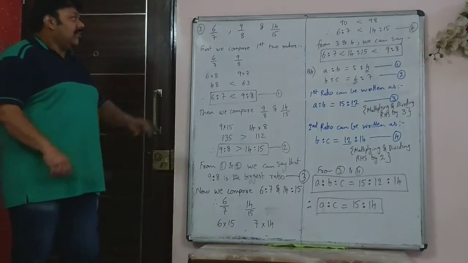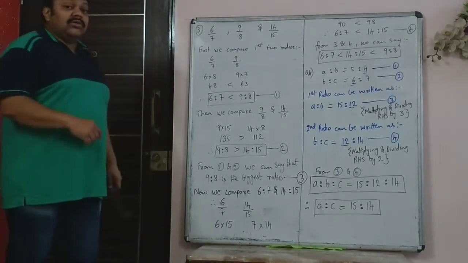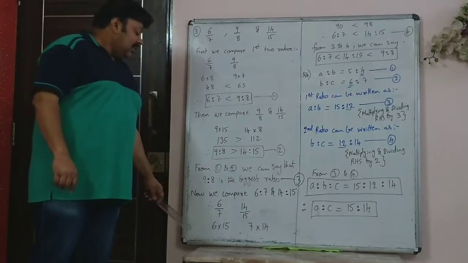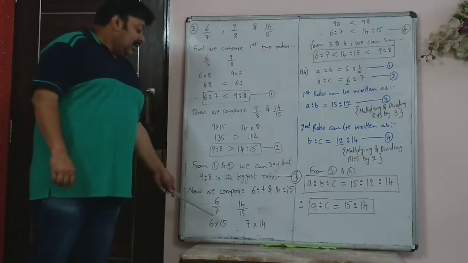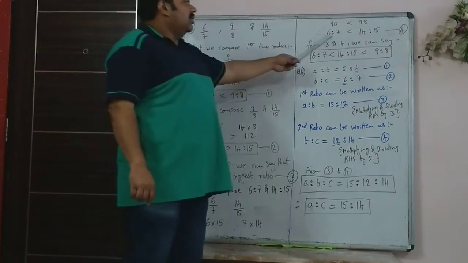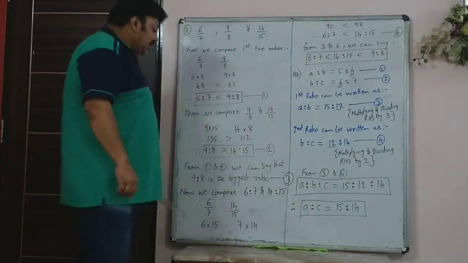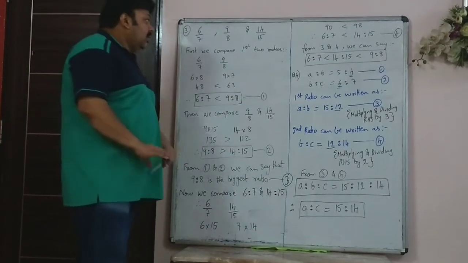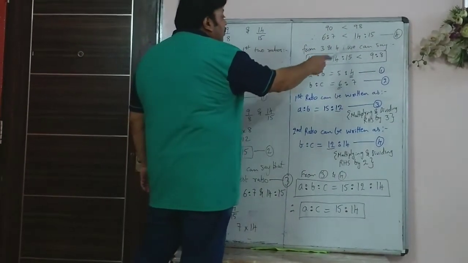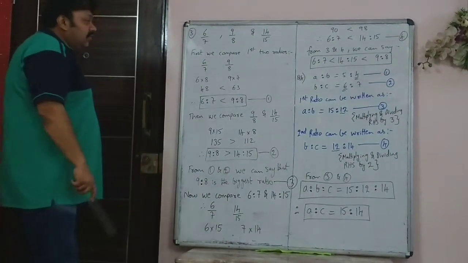Then we have to compare 6 is to 7 and 14 is to 15, so as to know which is the smallest one. So 6 upon 7 and 14 upon 15, when we cross multiply, we will get 90 is less than 98. So 6 is to 7 is less than 14 is to 15. From equations 3 and 4, we can say that 6 is to 7 is smallest, next is 14 is to 15, and 9 is to 8 is the biggest ratio.